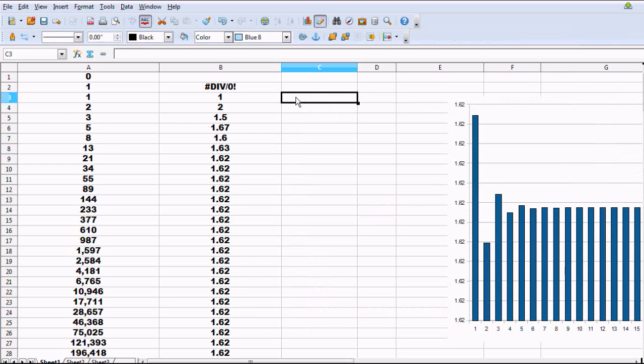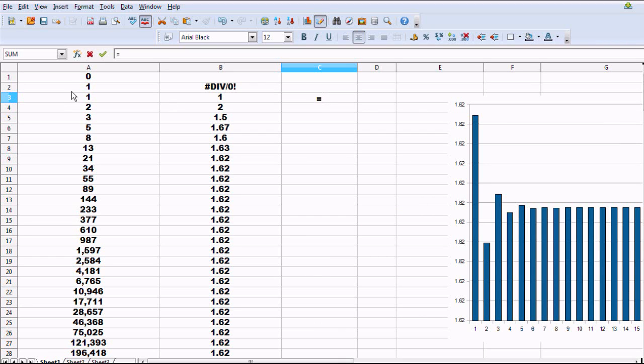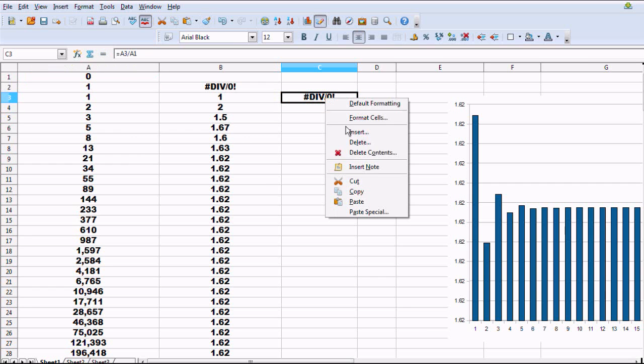What we're going to do now is do the same thing that we did before, but instead of dividing cell 2 into 1, we're going to divide 3 into cell 1, which is going to give us a div error again, meaning you can't divide by 0.